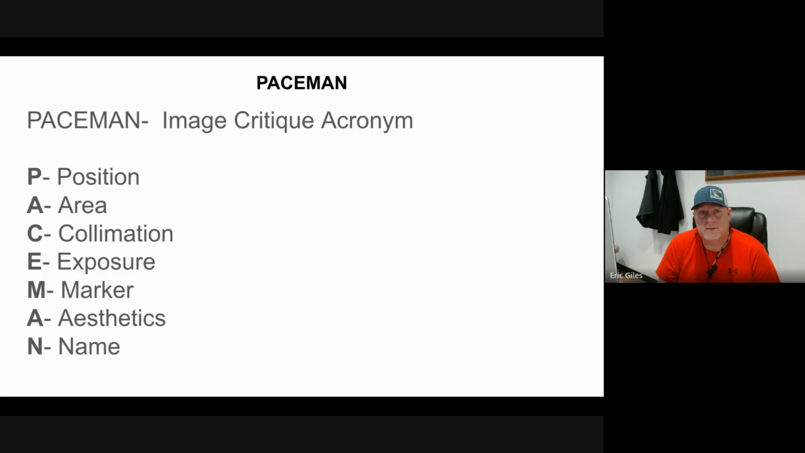C is collimation. Are we collimated to the body part? Are we way under collimated or way over collimated and starting to cut body parts off, which is not what we want to do. E is exposure. Is it properly exposed? Are we using the right mask technique? Is it too dark, too light? Does it have noise? Is it a grainy image? That's what we're evaluating when we look at E.